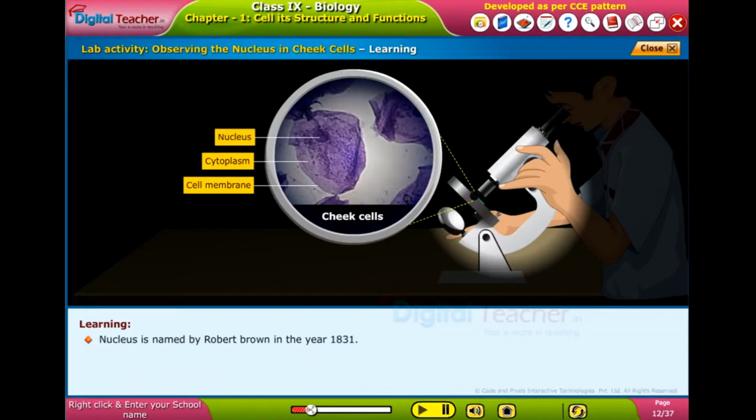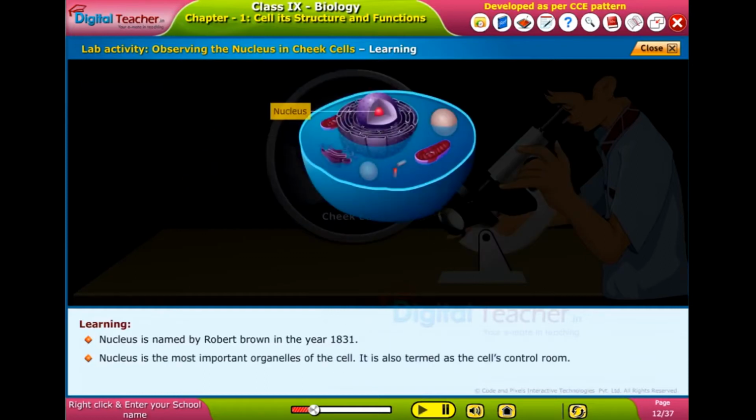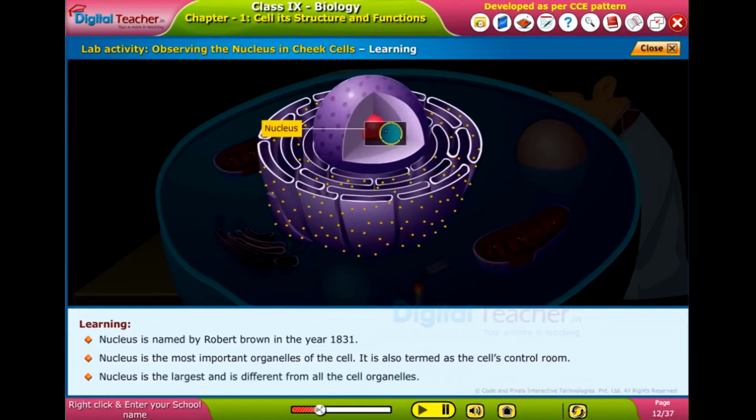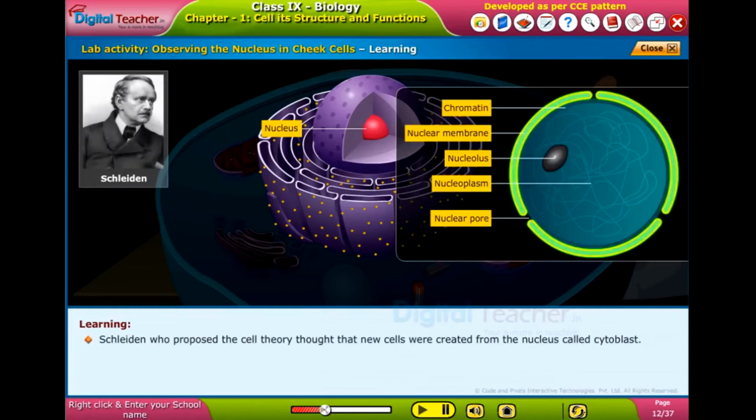Nucleus was named by Robert Brown in the year 1831. Nucleus is the most important organelle of the cell. It is also termed as the cell's control room. Nucleus is the largest and is different from all the cell organelles. Schleiden, who proposed the cell theory, thought that new cells were created from the nucleus, called cytoblast.